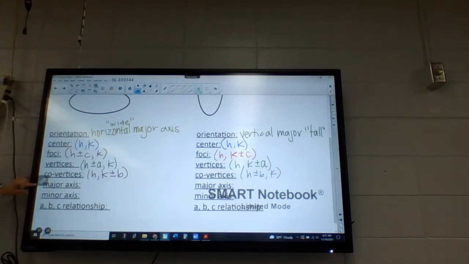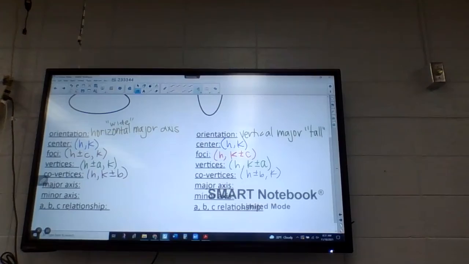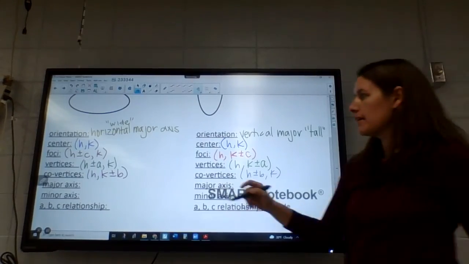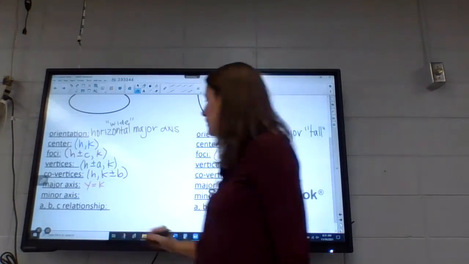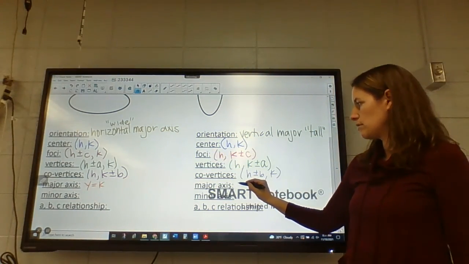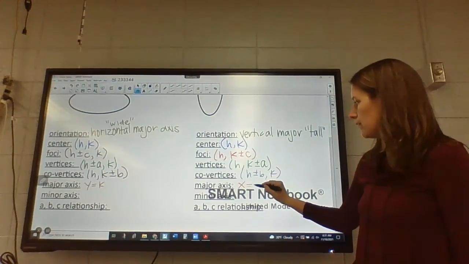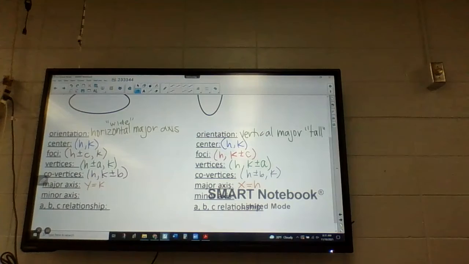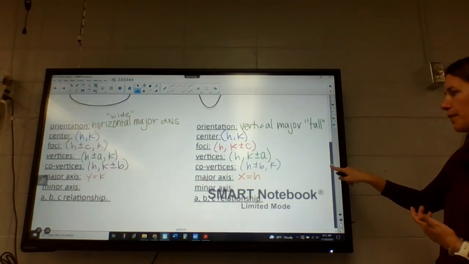The major axis, again, is that horizontal axis, and the way to find where that is, it's basically the equation y equals k. So that makes sense because that's going to be the coordinate point, and then over here it's going to be, or no, sorry, it's the other way, x equals h. It's vertical. And then the minor axis is just flipped from that.